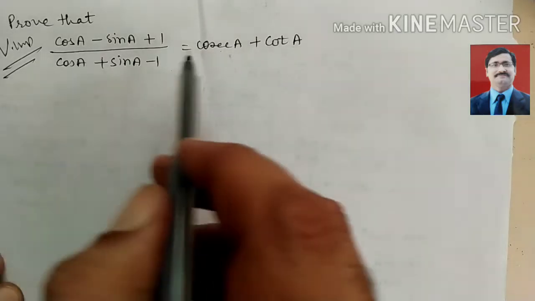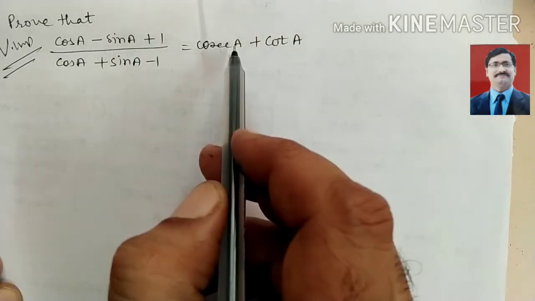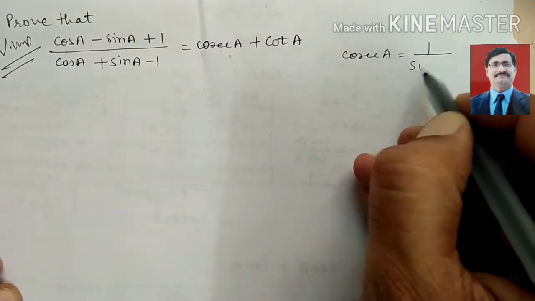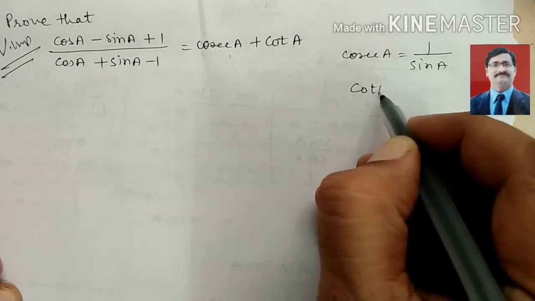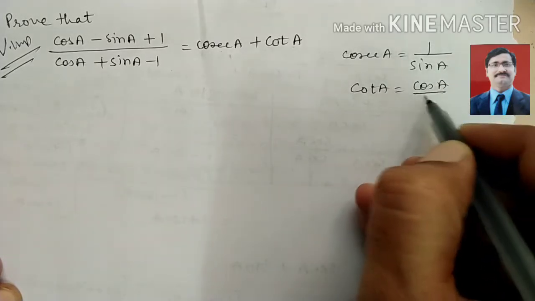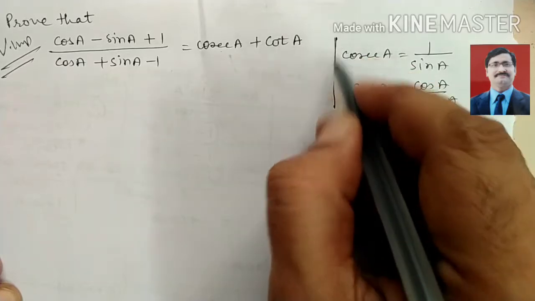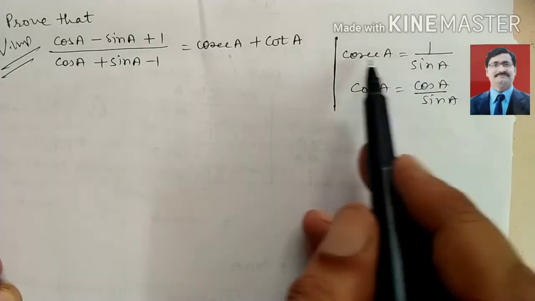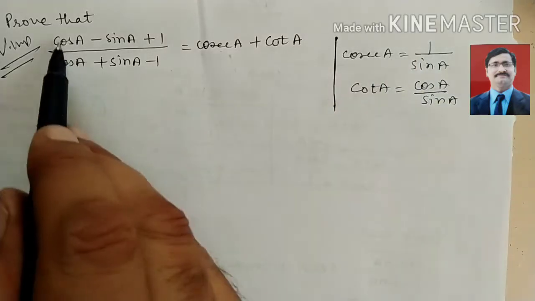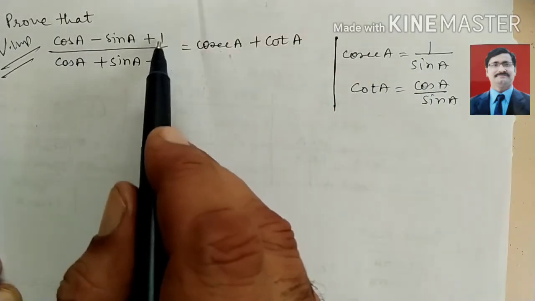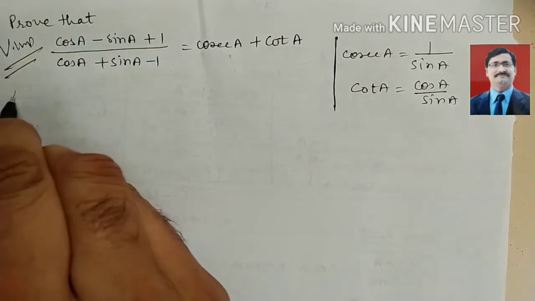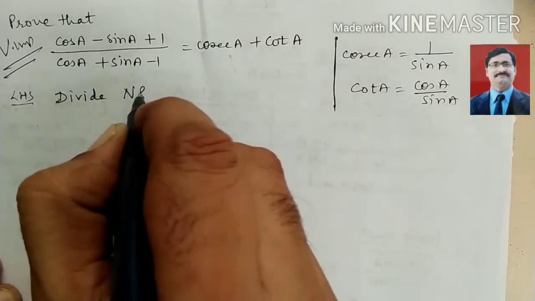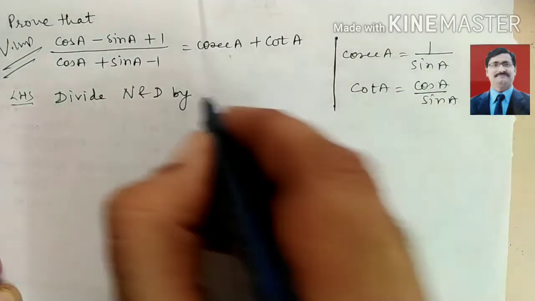How can we convert? Look here, cosec A is 1 upon sin A, and cot A is equal to cos A upon sin A. All of you understand this? So these two formulae we can use here. So in place of cosec A, look here, 1 upon sin A you want. 1 upon sin A means you have to divide the left hand side, numerator and denominator, by sin A.